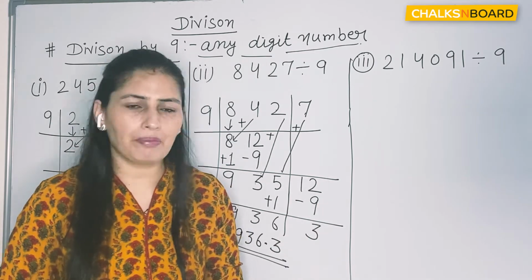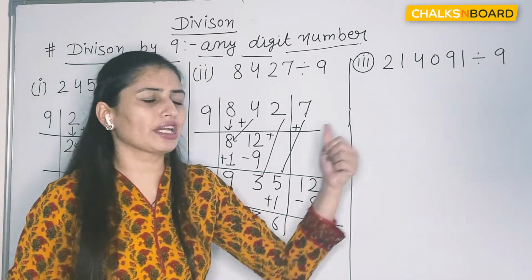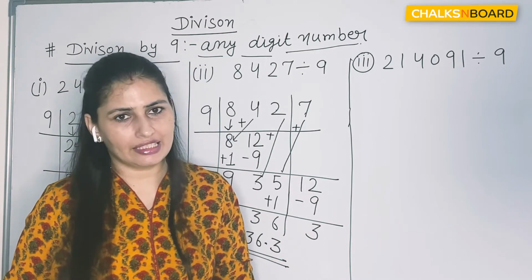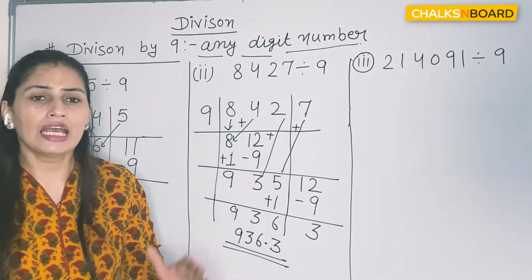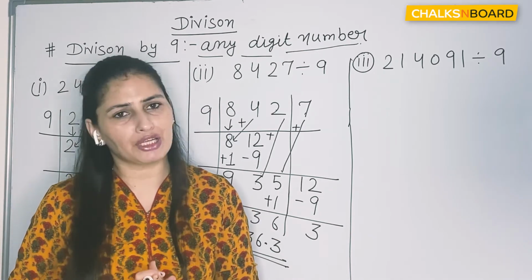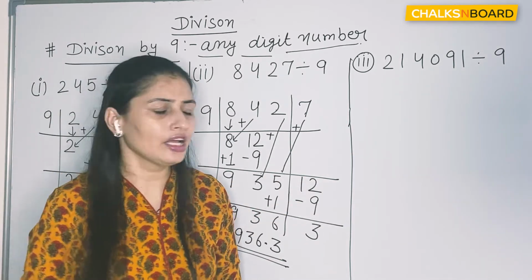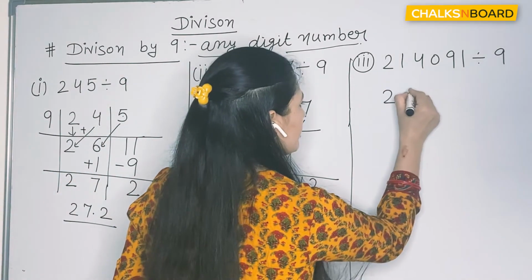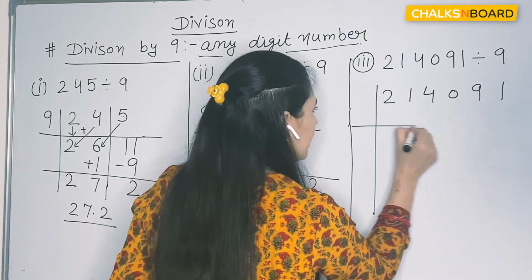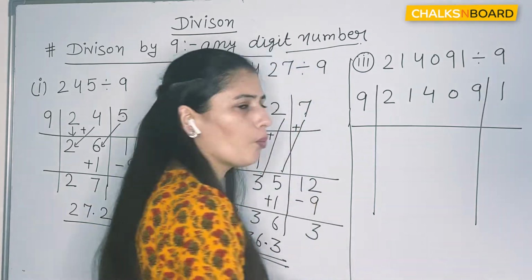Let's see one more example, और जो आपका है 6 digit number, that is 2,14,091, और जिसको आपको डिवाइड करना है 9 से. हम पहले ही बात कर चुके हैं कि कितने भी डिजिट का नंबर हो, आप जो आपका प्रोसेस है, आपकी जो ट्रिक है वो सेम रहेगी when divisor is 9. So first write the number as it is. Then write divisor here and split this number by 1 digit.